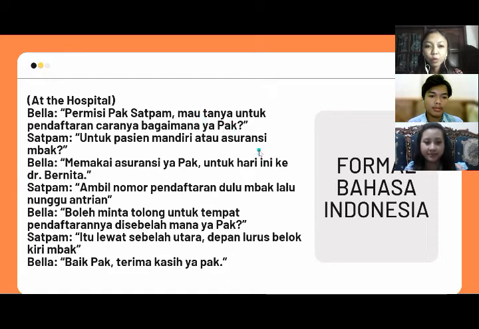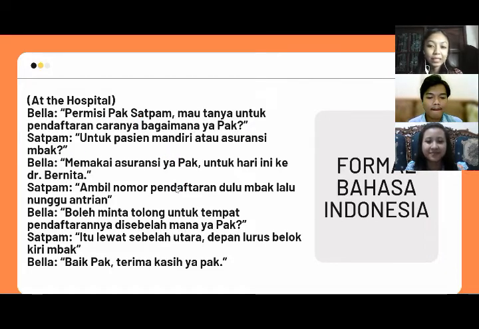Permisi Pak Satpam, mau tanya untuk pendaftaran itu caranya bagaimana ya Pak ya? Untuk pasien mandiri atau asuransi, Mbak? Memakai asuransi ya Pak, untuk hari ini ke Dokter Bernita. Ambil nomor pendaftaran dulu, Mbak, lalu nunggu antrian. Boleh minta tolong Pak untuk kasih tahu tempat pendaftarannya di sebelah mana ya? Itu lewat sebelah utara, depan, lurus, belok kiri, Mbak. Oh ya, baik Pak. Terima kasih ya Pak ya.